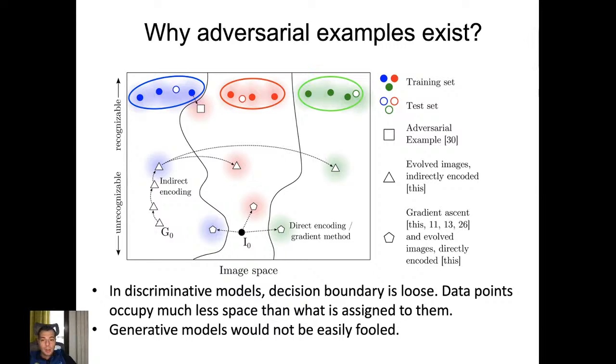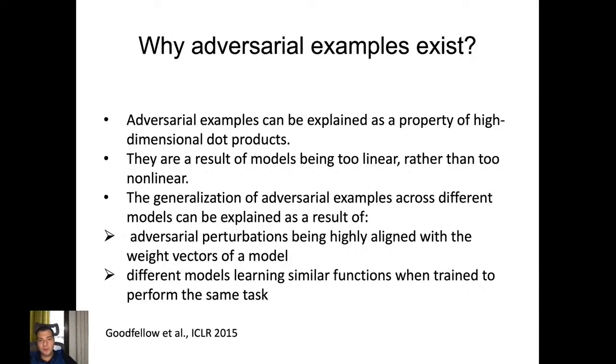Okay, so there is one intuition in this paper that generative models, because of this property, would not be so easily fooled. But there are some more recent results than this paper, which are also included in the presentation, that show that generative models also suffer from the same problem. Maybe the problem is not as bad, but it's still quite bad.